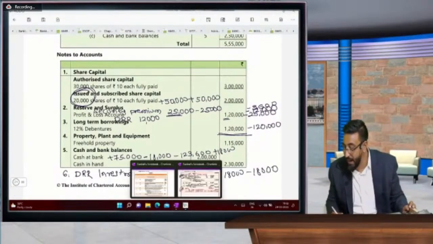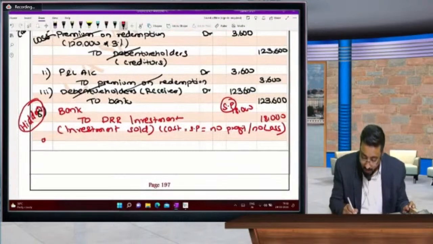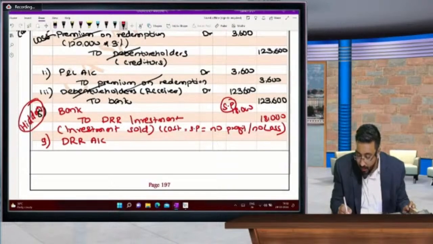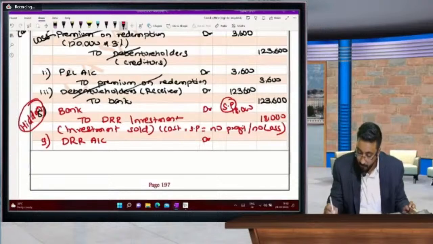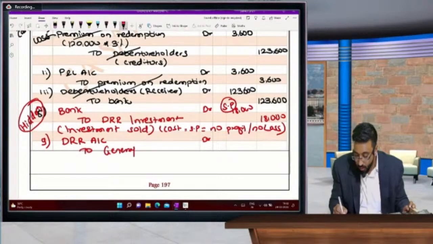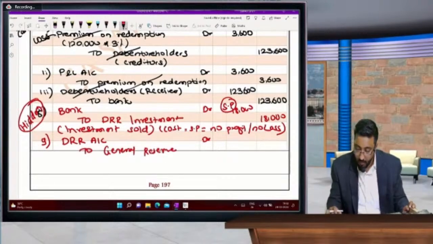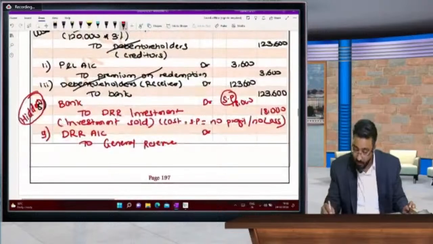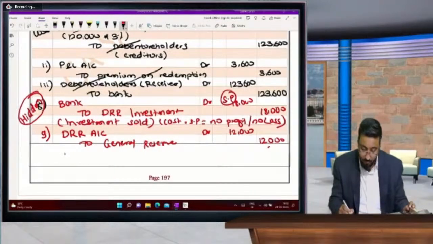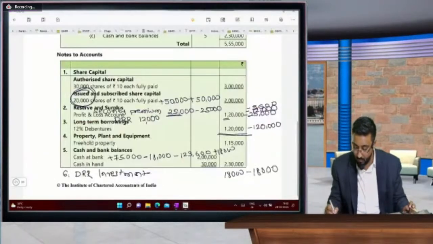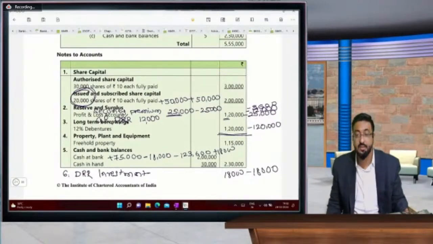And now DRR balance, no more required. So DRR account debit to general reserve. No more DRR, 12,000. So 12,000. So beta, general reserve will come in place of DRR. DRR minus 12,000 and general reserve 12,000. Here we have finished all entries.